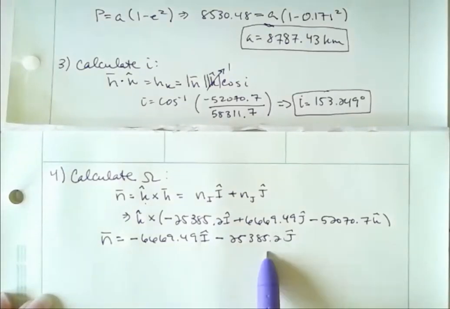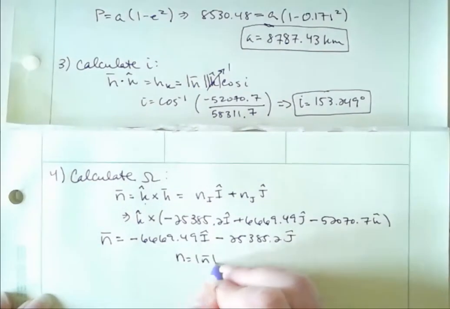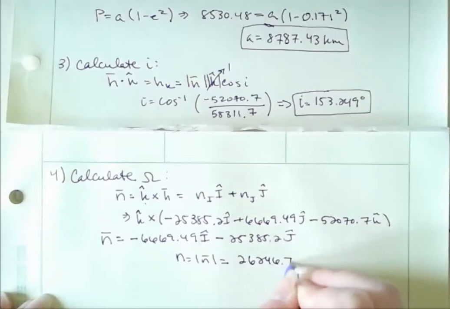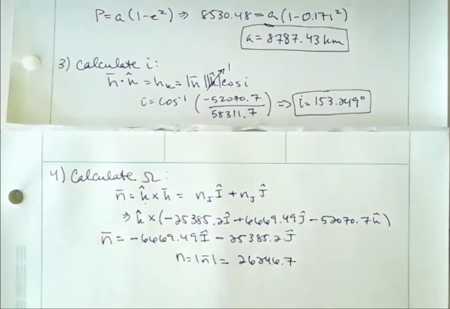So now you've got your vector. You can take this, do the magnitude, get n. So that'll give you 26,246.7. Okay.